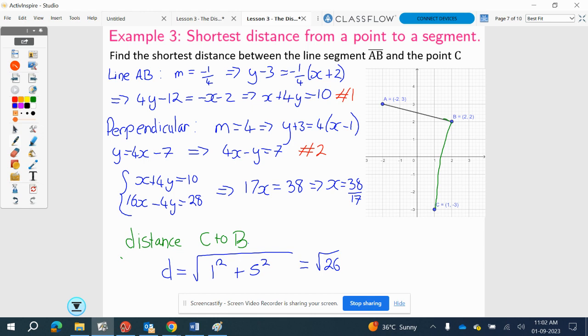Do you simplify 26 now? No, 26 is 2 times 13. That's why no. Can't you do 25 and 1? No. Just 5 and 5. No.